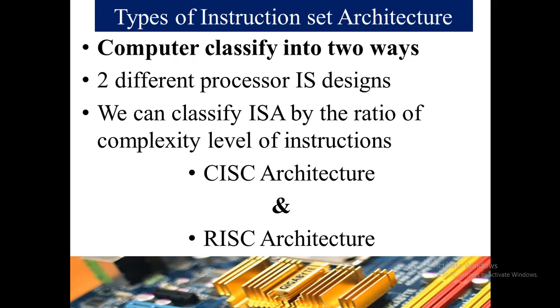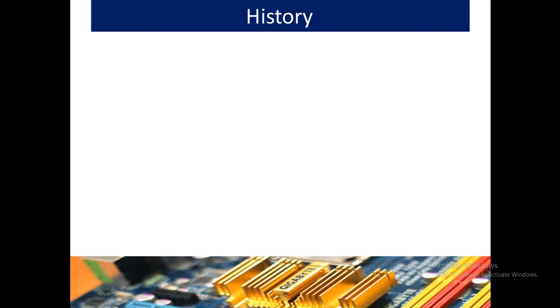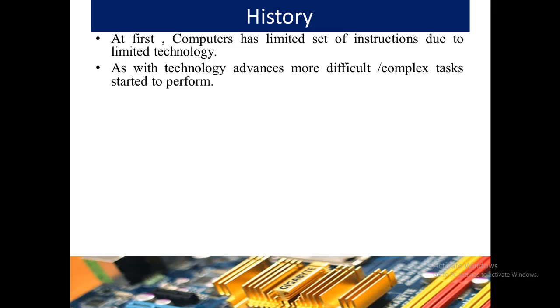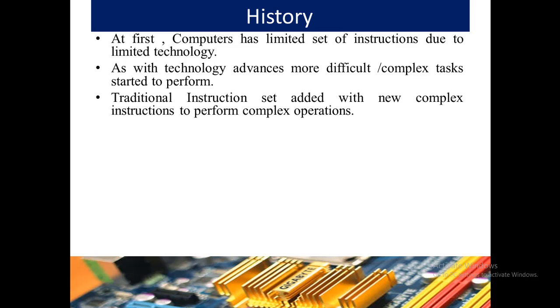So let's see. From the history perspective, at the start, computers had a limited set of instructions due to limited technology. But with time, as technology advanced, more difficult and complex tasks needed to be performed. So, to perform complex tasks, in the traditional instruction set, we added new instructions that were more complex to perform complex operations.